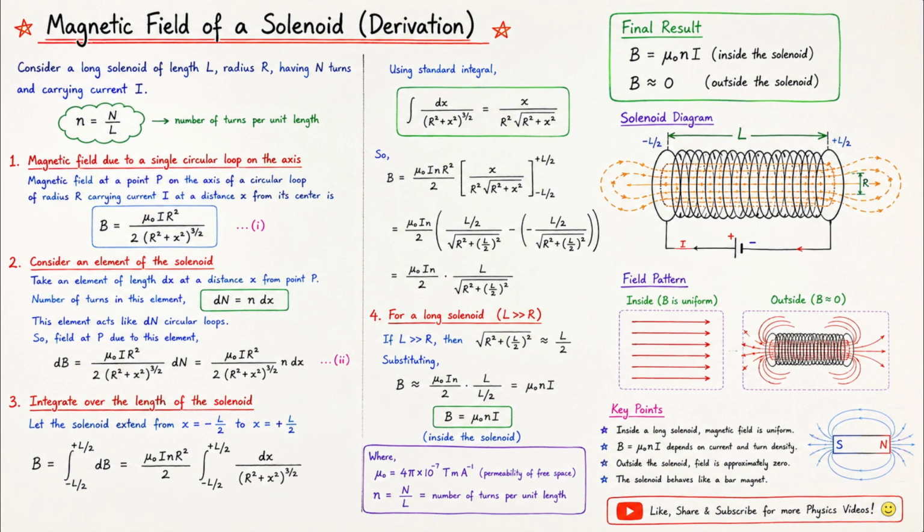Final result: B equals μ0 nI. Inside a long solenoid, strong, uniform magnetic field. Outside a long solenoid, nearly 0 magnetic field.